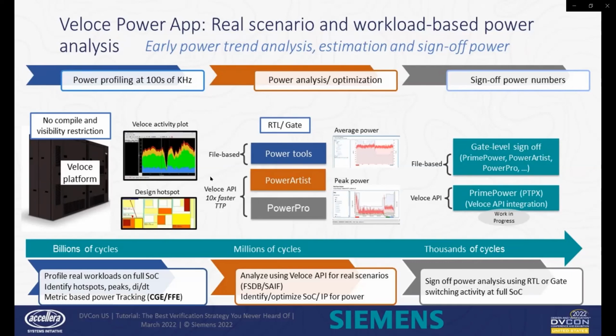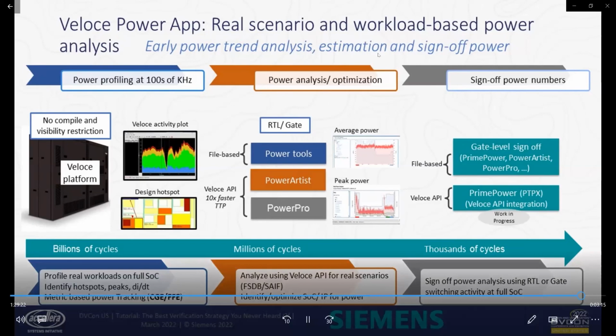And at the right column, you can have sign-off power, and that can also be file-based with the SAIF or FSDB, and you can feed it to PrimePower or PowerArtist or PowerPro, or you can use the API flow. The API flow is working for PowerArtist and PowerPro, with PrimePower work in progress.